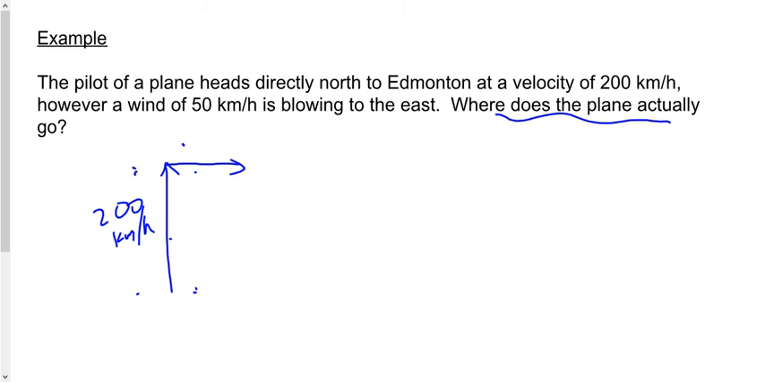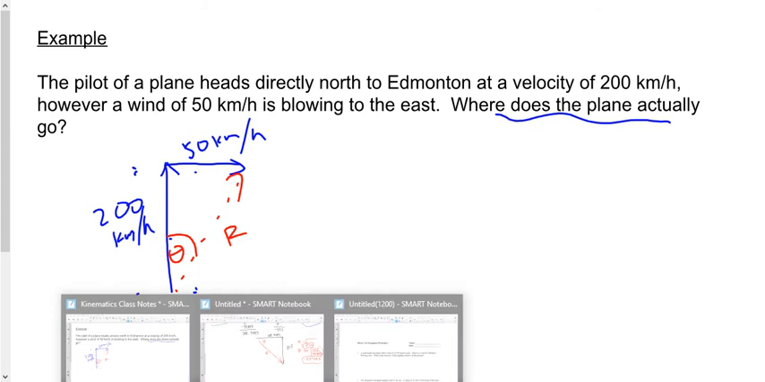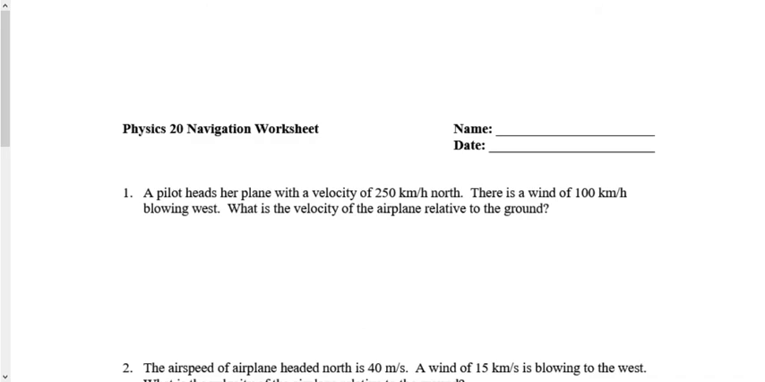So let's label this as 50 kilometers per hour. And let's label this dotted line vector right here. We're going to call that R. We're going to call this theta, drawn at the very start of the vector diagram. Make sense? Now we can do the Pythagorean theorem, which we did yesterday for this question, and the inverse tan function, which we also did yesterday. We gave you a couple of questions to work on yesterday on your worksheet.